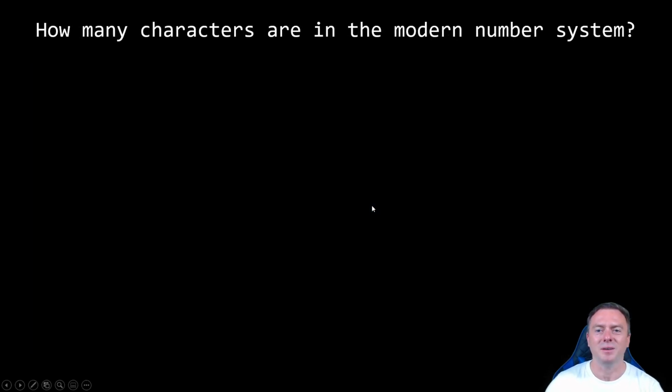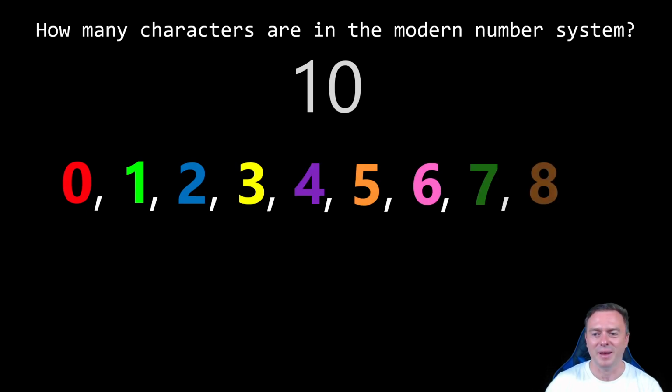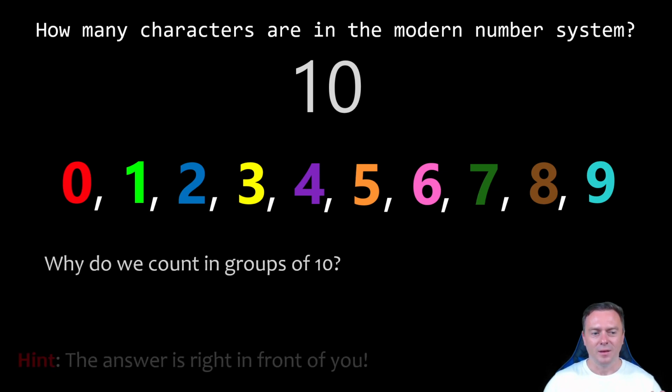So how many characters are there in our modern number system? Well, there's 10. So we've got 0, 1, 2, 3, 4, 5, 6, 7, 8, 9. Right? So our modern system, you might be asking, why do we count in groups of 10? And the answer to that is actually right in front of your face.